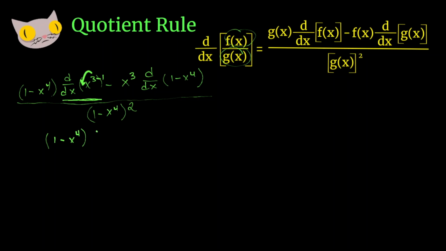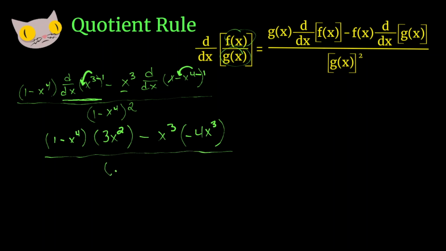So that's going to give us 3x to the 3 minus 1, the second power, minus just our f function, x cubed, and then the derivative of our g function. So 1 is a constant, we can ignore that, keep our negative sign there, and then we're working with another power rule. So go ahead and move our 4 down there, subtract 1 from the exponent, we have negative 4x to the 4 minus 1, the third power. And that's going to be all over 1 minus x to the fourth squared.